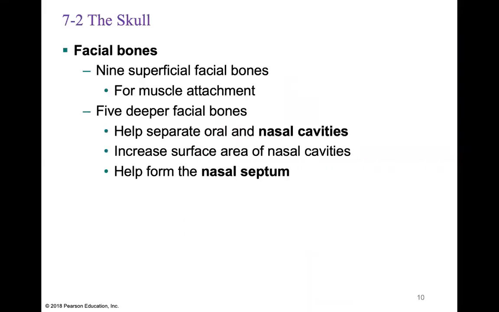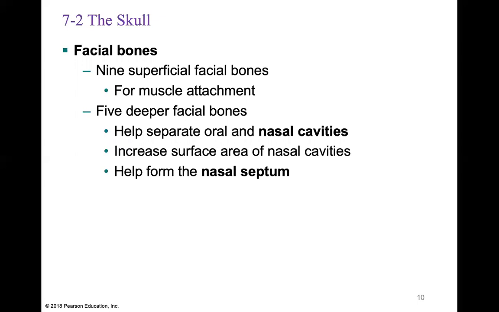Okay, so let's look at the facial bones. There are 9 superficial facial bones. These are for muscle attachment, and then we have 5 deeper facial bones. The 5 deeper facial bones will help to separate the oral and nasal cavities, and it will also increase the surface area of the nasal cavities. This will become very important when we talk about the respiratory system, because by increasing that surface area, we're allowing for more space for air to be warmed and humidified.